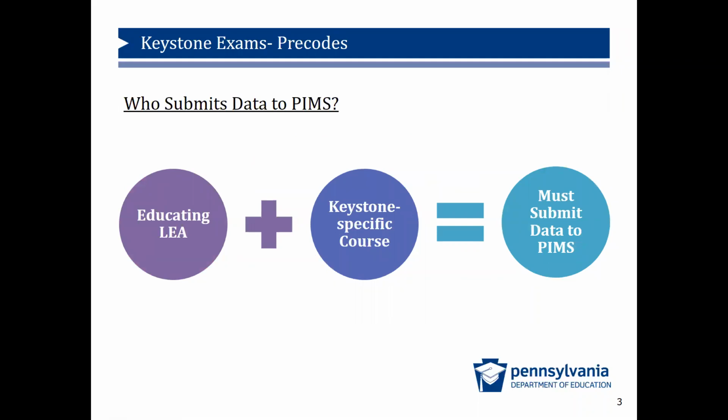Who submits data to PIMS? An entity that teaches a Keystone-related course must assess the student in algebra, biology, and/or literature with an end-of-course Keystone exam. Keystone courses are designated by the LEA. Designating a course as a Keystone course is a local decision and not mandated by PDE. LEA should look at the content standards for a Keystone course before designating the course to ensure that students have the requisite knowledge to demonstrate proficiency in the Keystone exams.